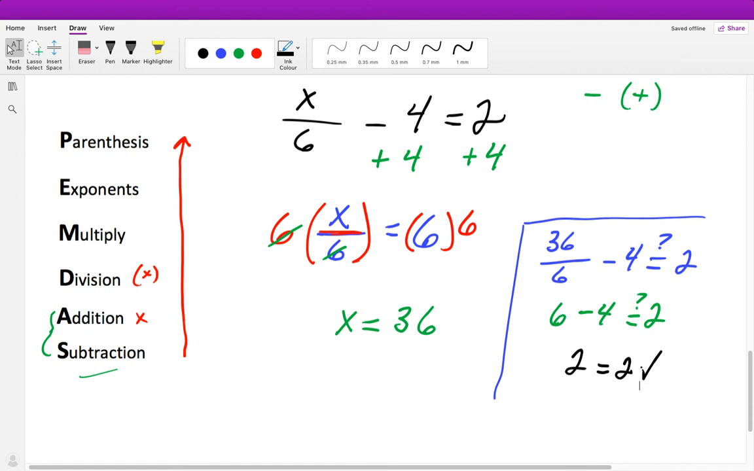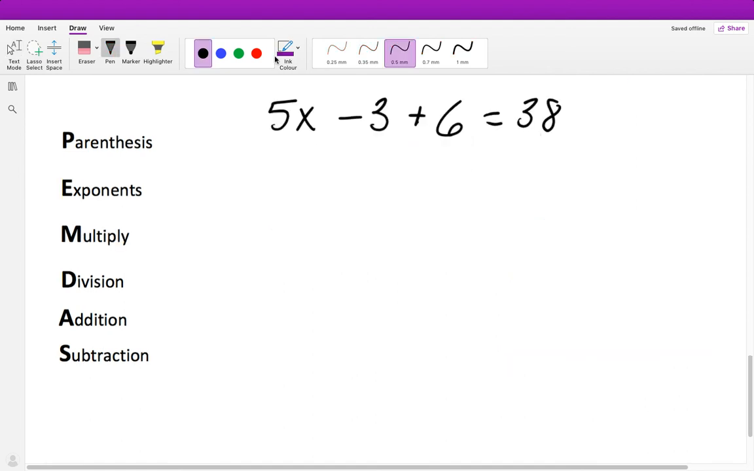Now, for now, we're never going to do any parentheses or exponents right now, because that's something that you'll learn more in depth next year. So for now, we're only going to focus on multi-step equations that only have multiplication, division, addition, or subtraction.